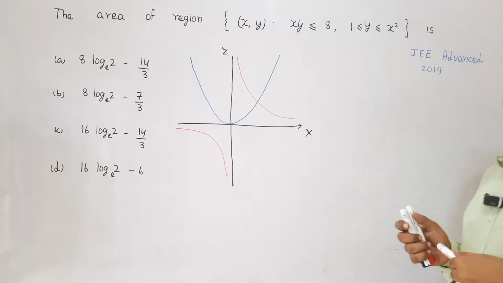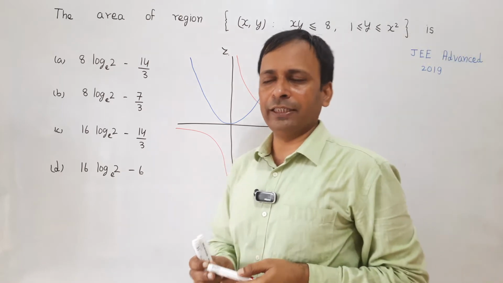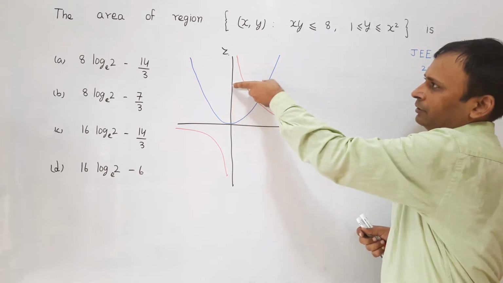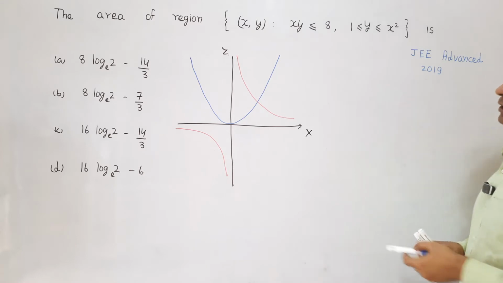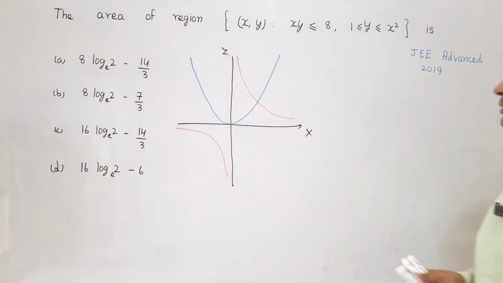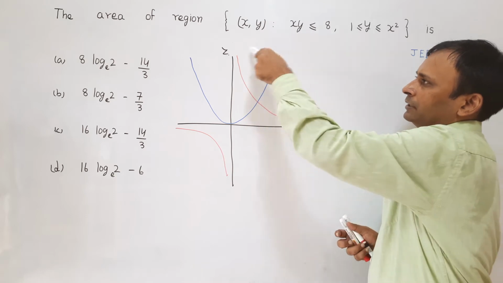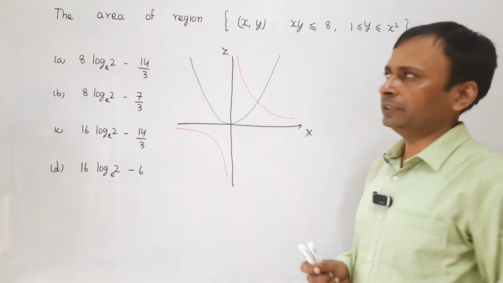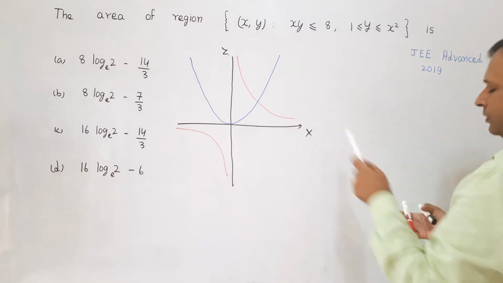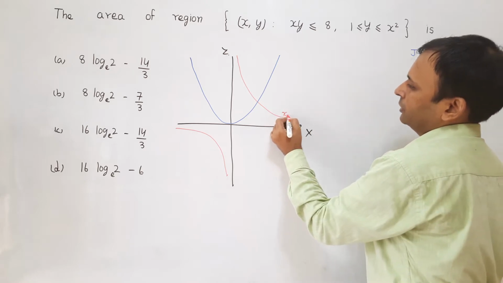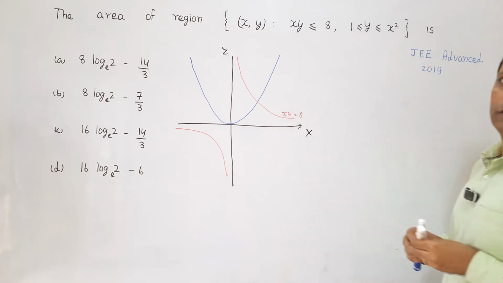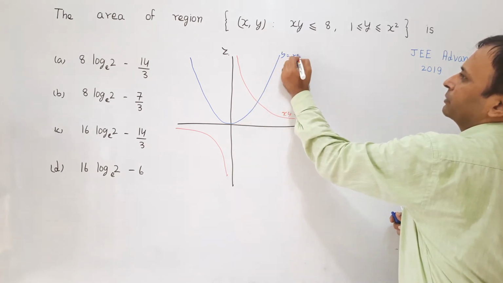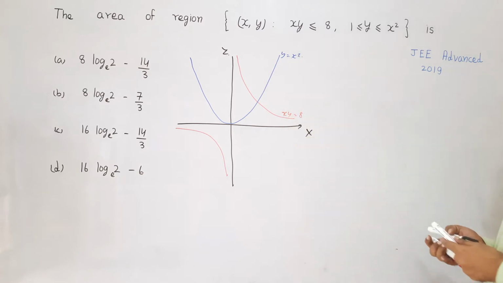Then y equal to 1 will represent a straight line which is parallel to the x-axis at a distance of 1 unit. Now where will this parallel straight line be, here or here or here, with relation to these two curves? For that, I will first find out the point of intersection of this rectangular hyperbola and this parabola. So this curve is for xy equal to 8, and this blue curve is the parabola which is for y equal to x square. So we will first find out the intersection of these two curves.